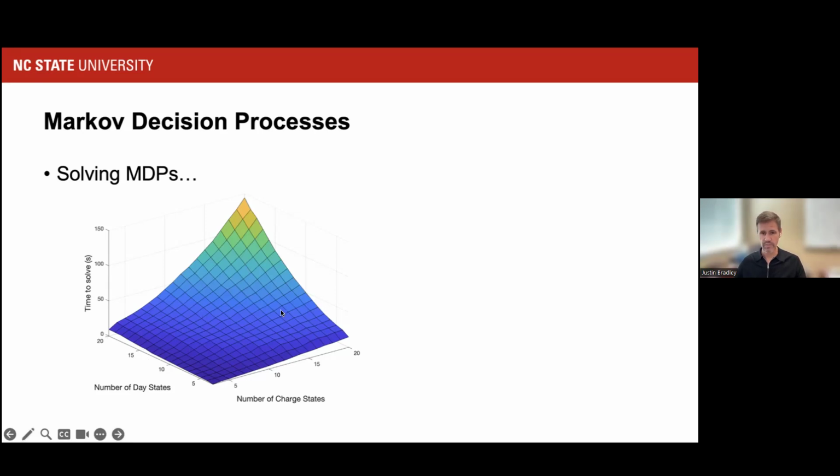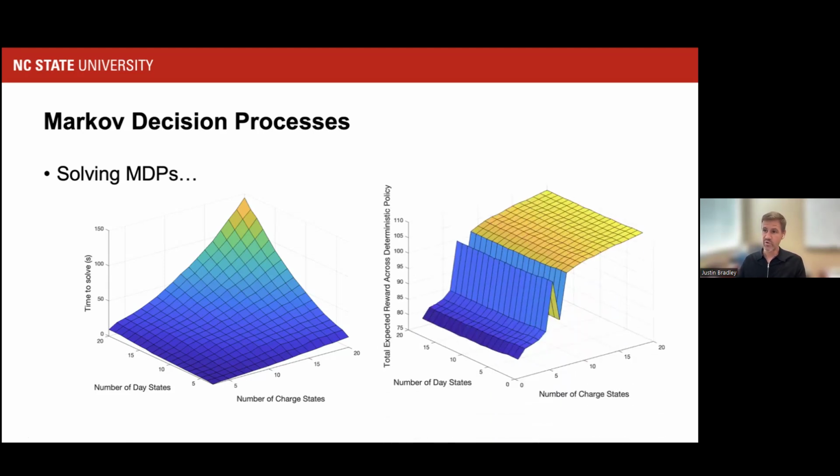This is well known, not particularly interesting. What is interesting is that some states don't really contribute to the overall expected reward. That's what this plot is trying to show. You can see that for a number of charge states, my total expected reward changes significantly. But for the number of day states, changing the number of day states does virtually nothing to change my expected reward. This suggests that some states matter more than others.